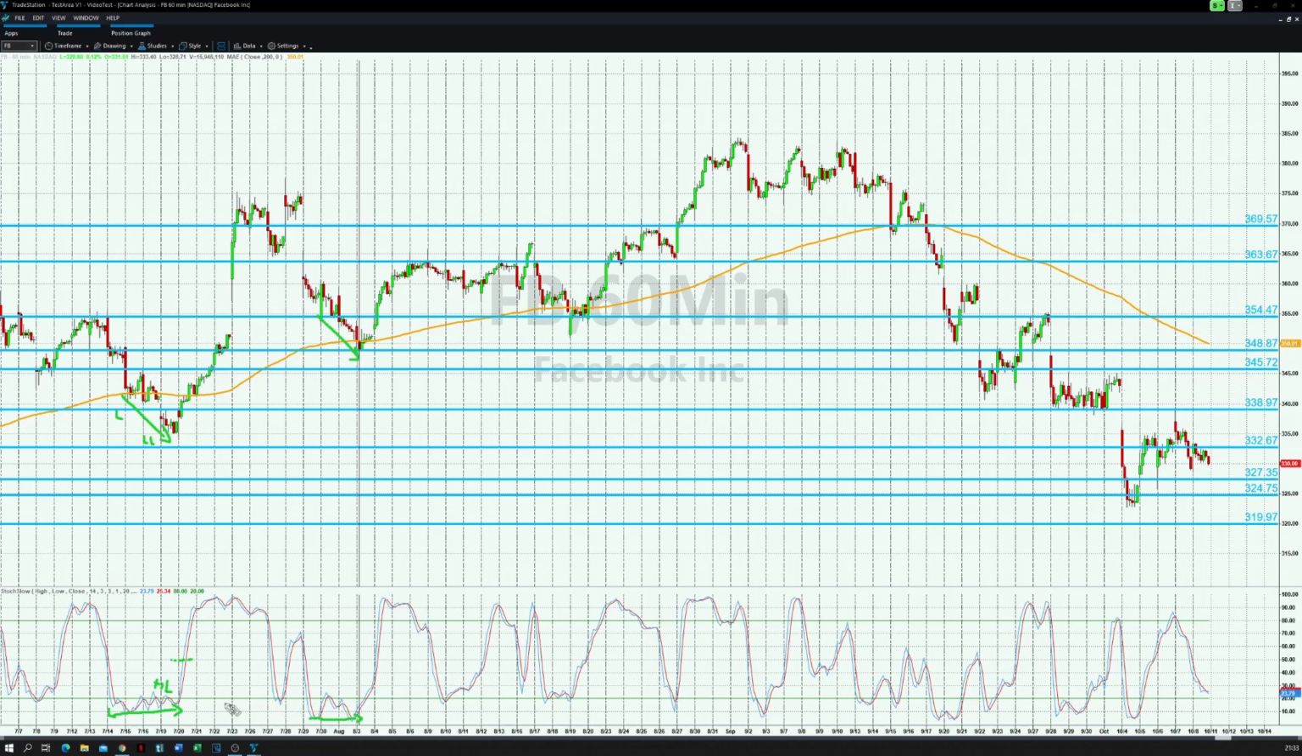You don't have to look at divergence in the oversold, overbought area. Some divergence even occurs in the range between, but I like the oversold and overbought. It's much easier to spot.